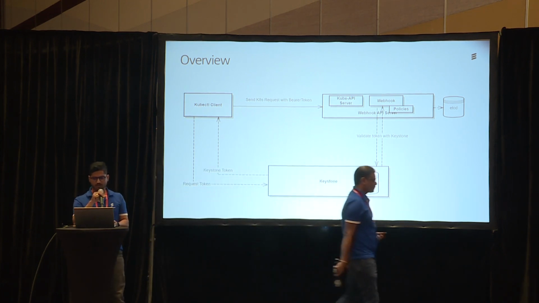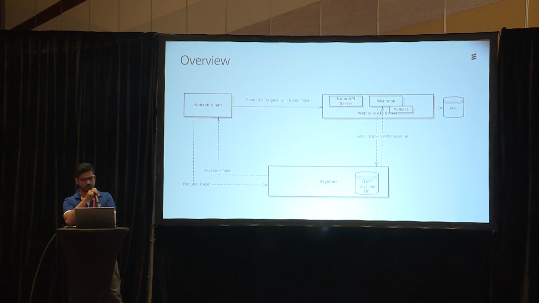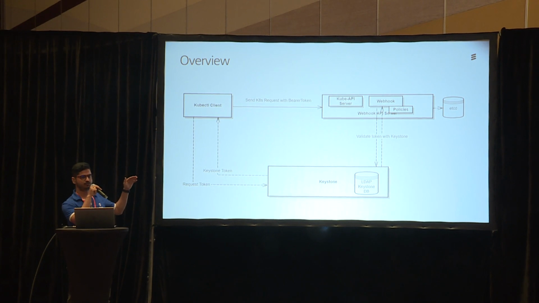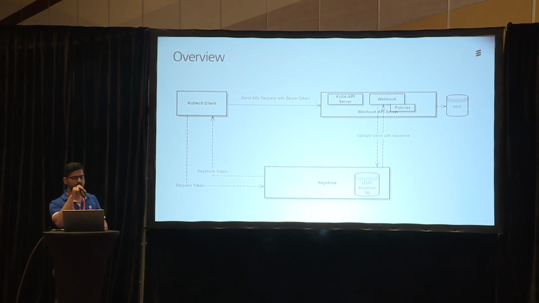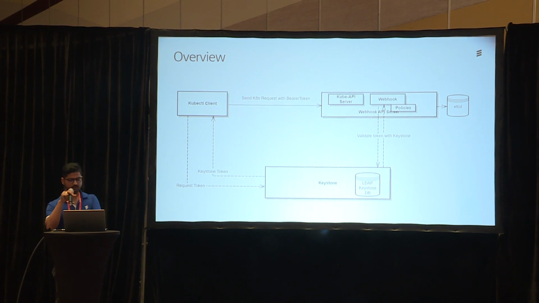Thanks, Soumitra. So yeah, this gives you an overview. This basically has two parts, if you see here: one is the client part, and the other is the server part. We need to configure the webhook with Keystone in order for it to authenticate and authorize any user who is trying to access any of the resources on the pods on the Kubernetes cluster. First, let's see how you can do it on the server side, and then we'll see the client side.